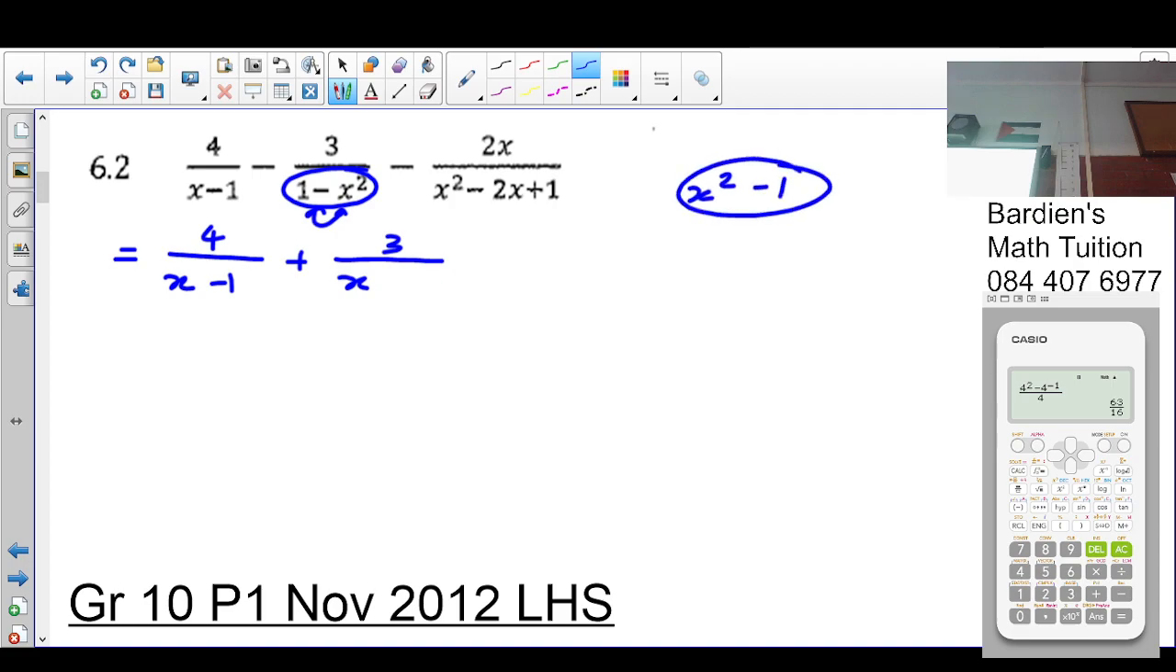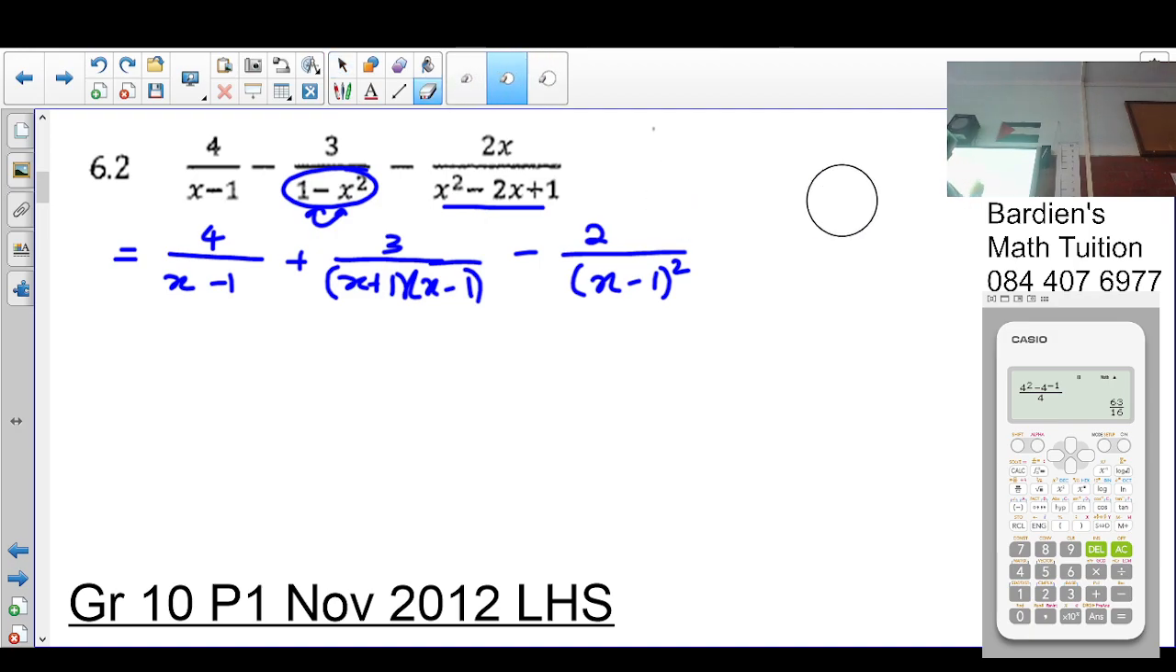Well, what type of factorization here now? Difference of 2 squares. Which will give us x plus 1, x minus 1. Minus 2 over, what type of factorization there? Trinomial. That's just a perfect square trinomial, which can now be written as x minus 1 squared. Or you could have written x minus 1 times x minus 1.